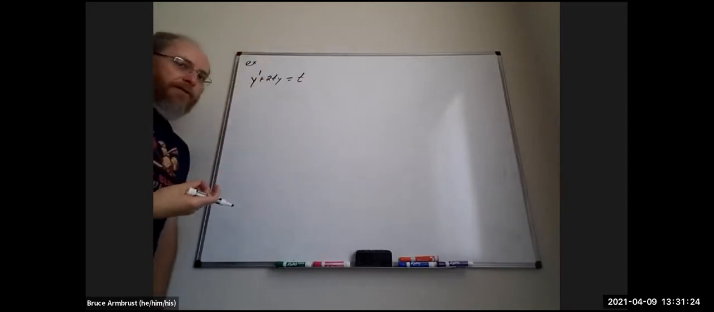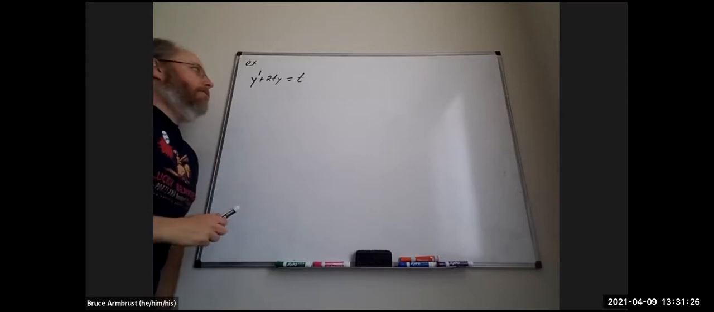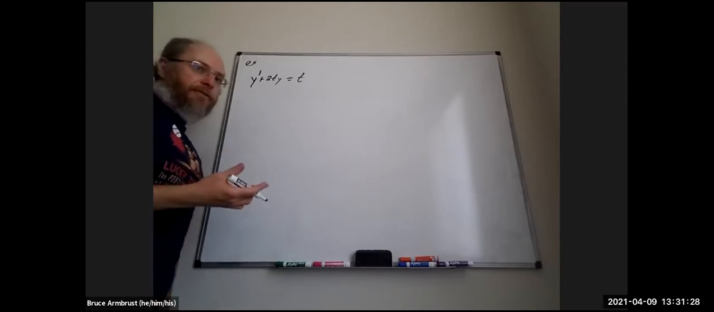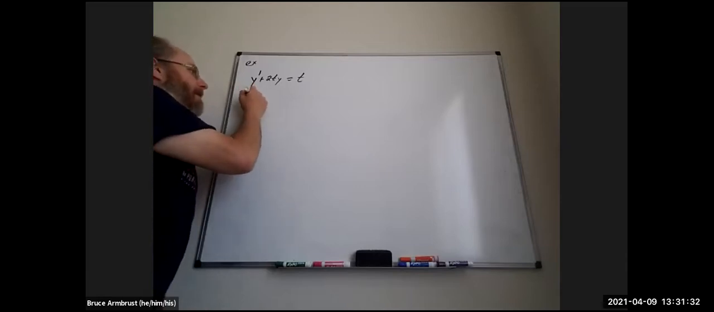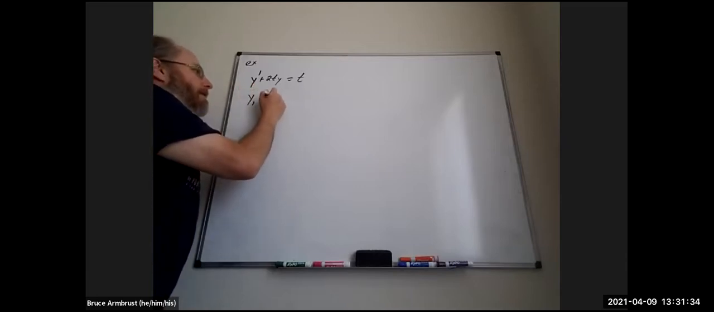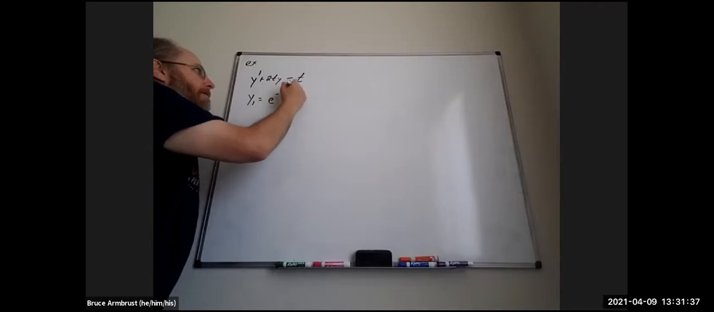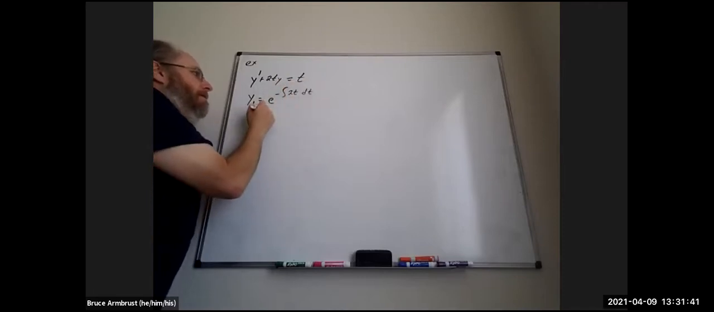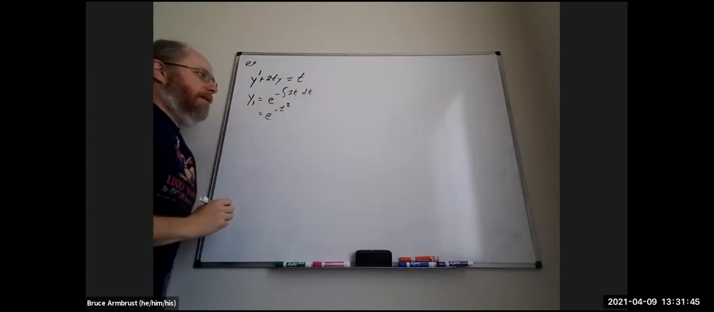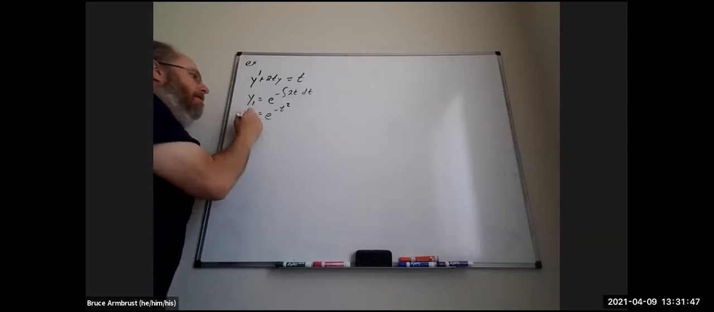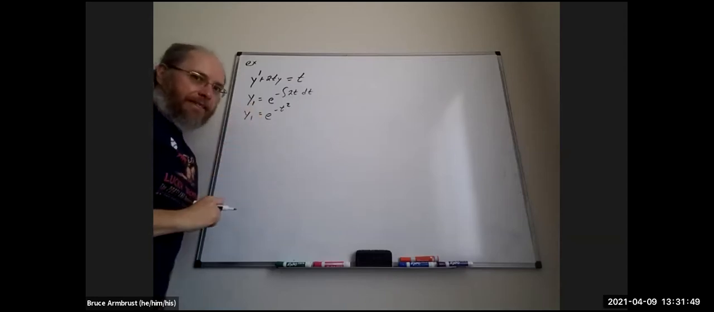So let's walk through the process again and remember what we need to do. It's linear first order. It's already in the right form. So we can jump straight to getting our y1. It's going to be e to the negative integral of 2t dt, which is going to be e to the negative t squared. Right? So fast and easy.